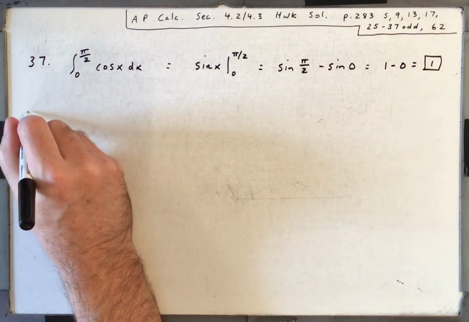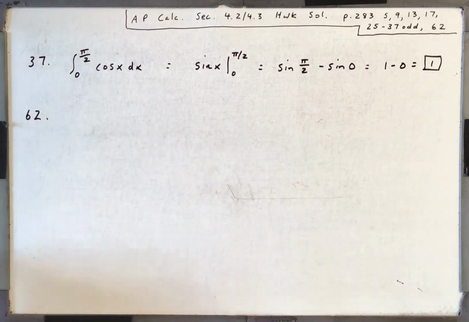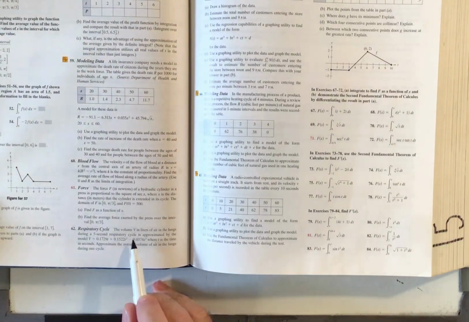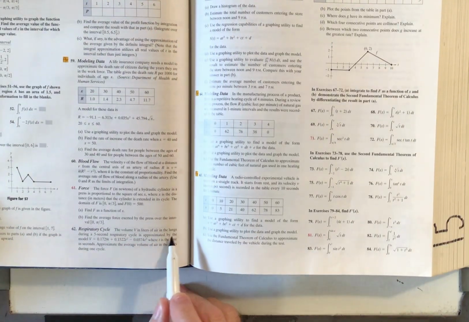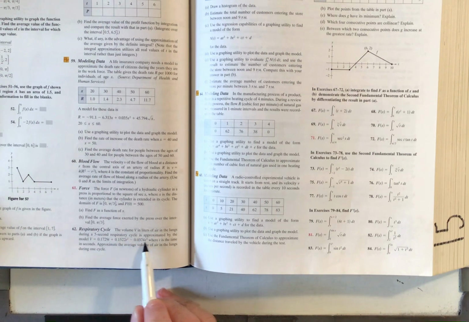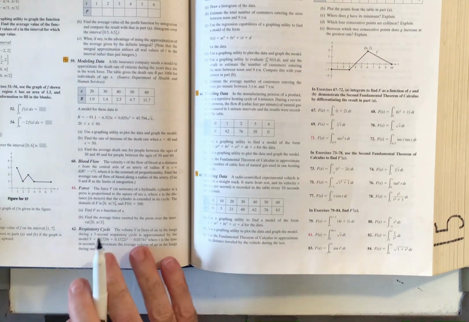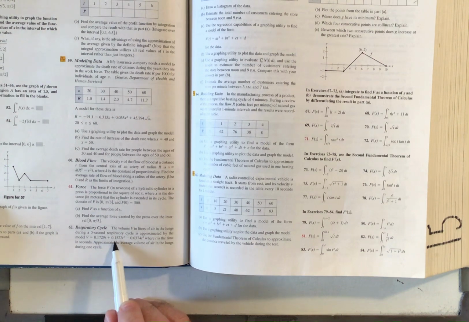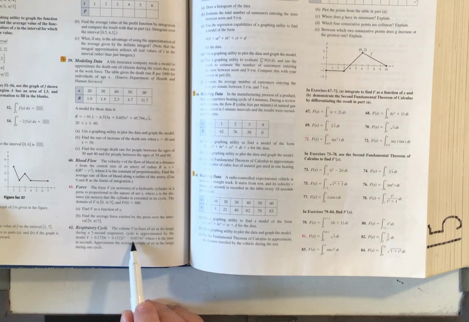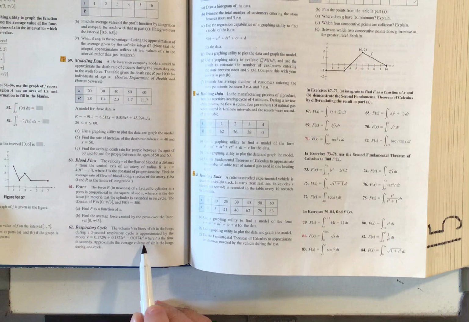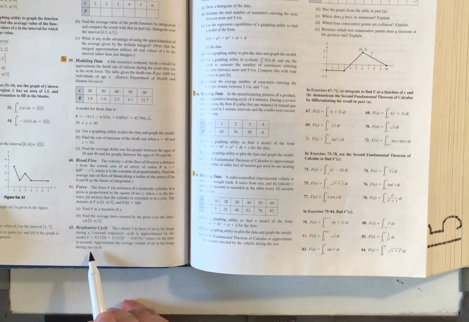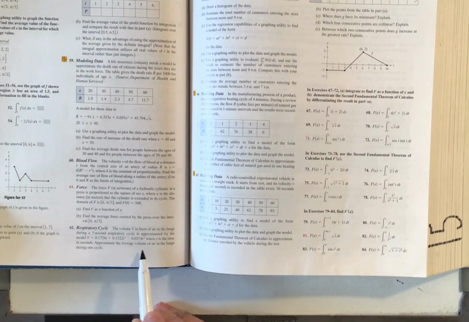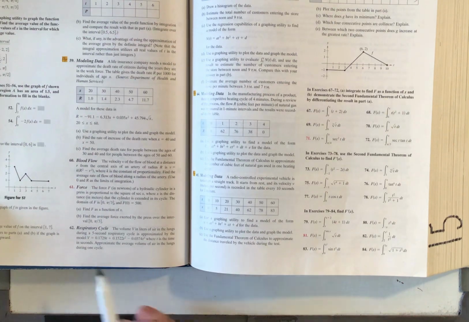All right, and finally number 62. The volume V in liters of air in the lungs during a 5-second respiratory cycle is approximated by the model V equals 0.1729 t plus 0.1522 t squared minus 0.0374 t cubed, where t is the time in seconds. Approximate the average volume of air in the lungs during one cycle.